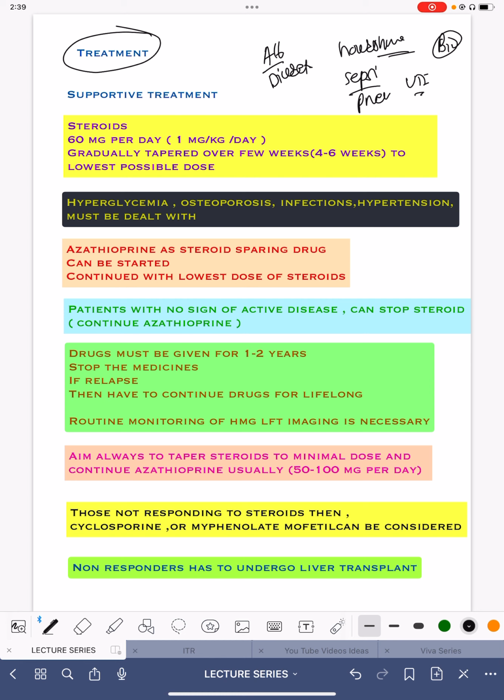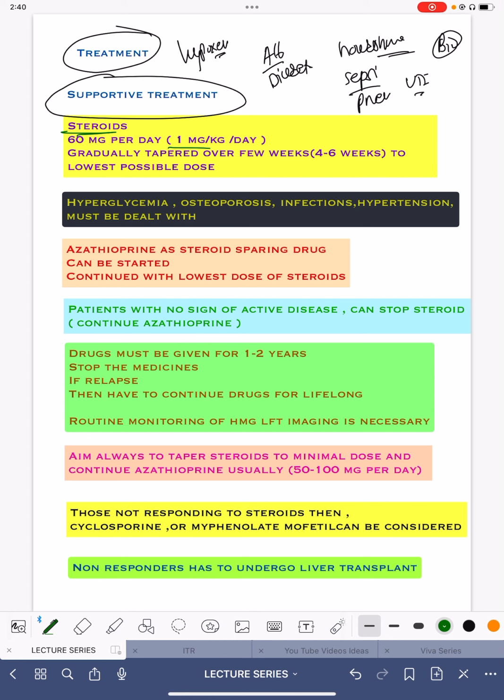If the patient is dehydrated, the patient has to be hydrated. If the patient is presenting with hypoxemia, oxygen has to be given. The patient has to be stabilized. So this falls under supportive treatment. And in definitive treatment, the mainstay of the treatment is steroids.